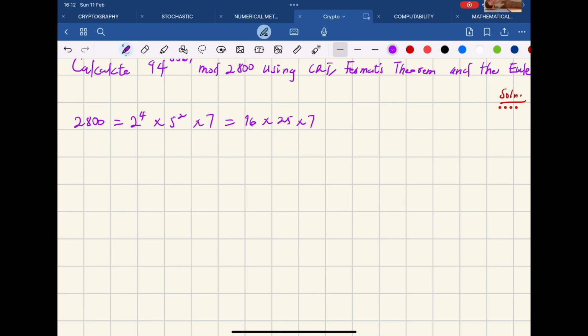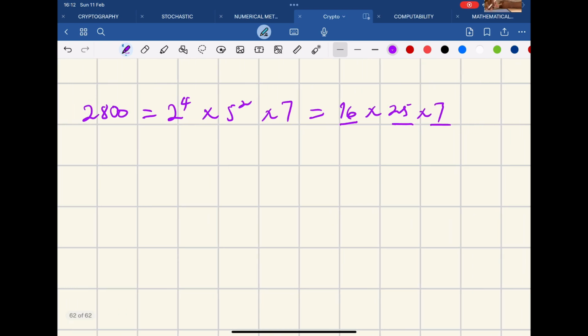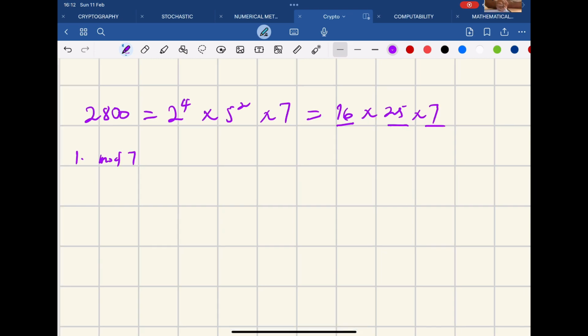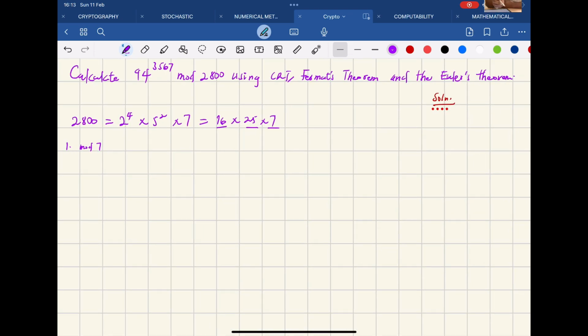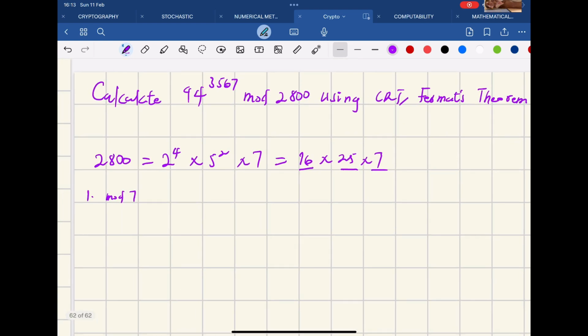Now, whenever you get this type of question, what you have to do is divide this modulus 2800 into 3 parts. So we have mod 16, mod 25, and mod 7. Let's start with the smallest number over here, which is 7. So the first one is mod 7. You can also start from mod 16, or 25, it doesn't matter.